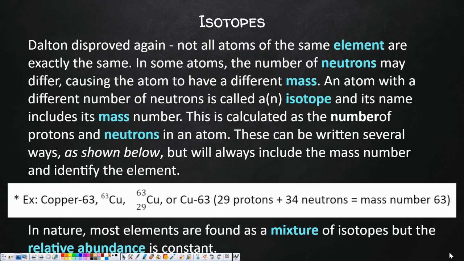So we have a special name for an atom that has a different number of neutrons. It's called an isotope. Unless you are told otherwise, assume that you're dealing with neutral atoms. Isotopes will look unique because the name has to include its mass number. So we might want to make a note. Mass number does not appear on the periodic table.